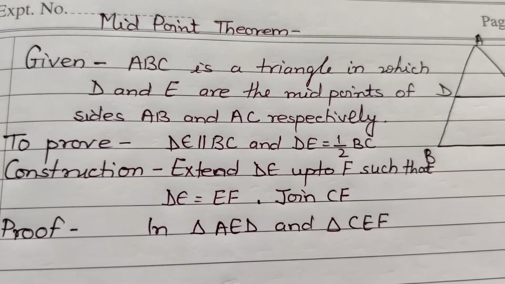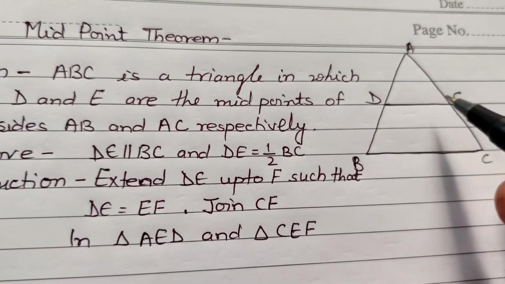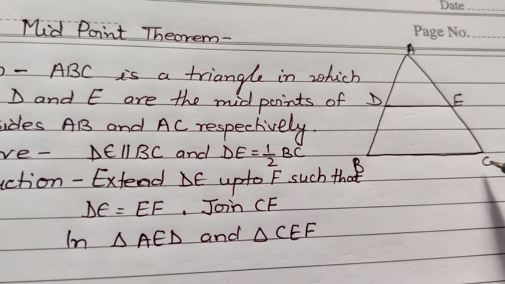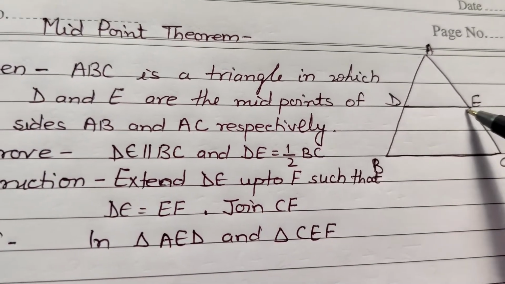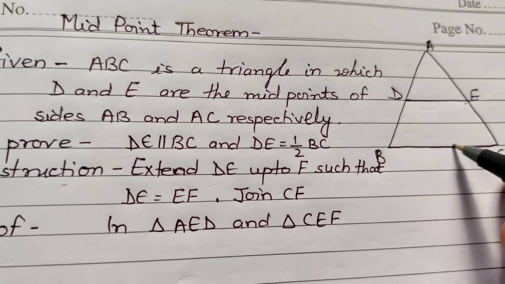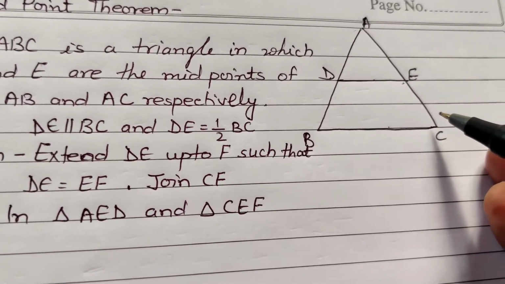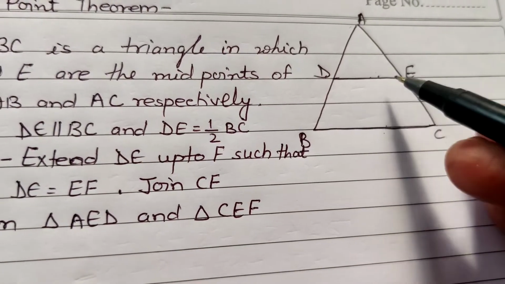Midpoint theorem, the proof. First, the given: ABC is a triangle in which D and E are the midpoints of the sides AB and AC. To prove: DE parallel to BC and DE equal to half of BC.